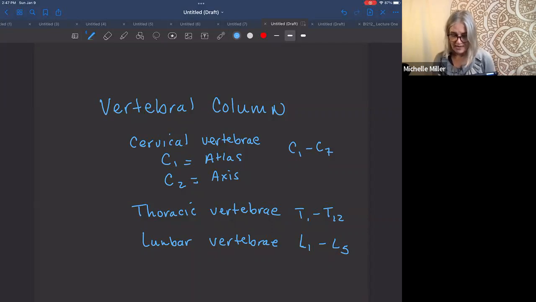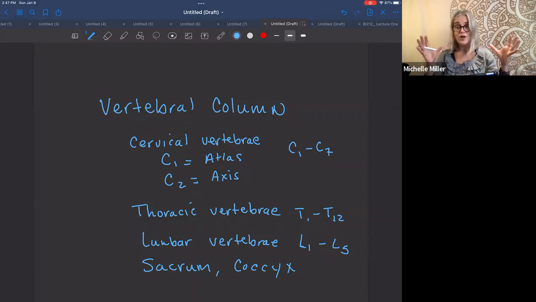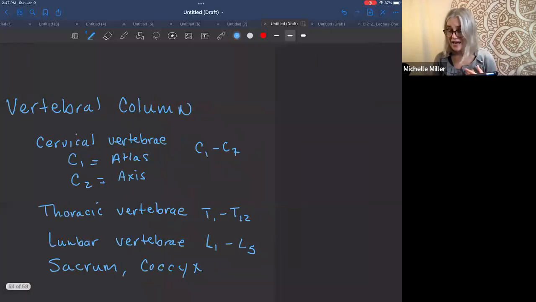And then we have the sacrum and the tailbone, which is the coccyx. So that is part of the vertebral column. The sacrum, which we're going to talk about when we get to the pelvic girdle, connects our pelvic girdle, which connects to our hind limbs, our lower legs, and it is going to connect to the lumbar vertebrae. Okay, so let's look at a diagram of these.